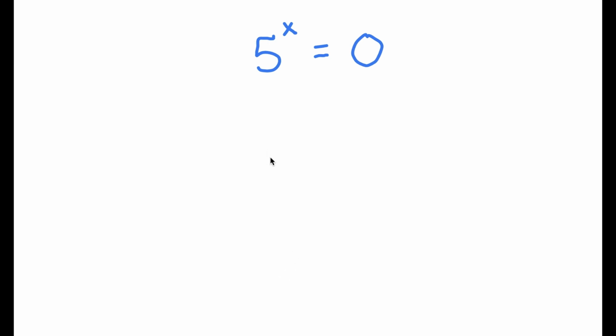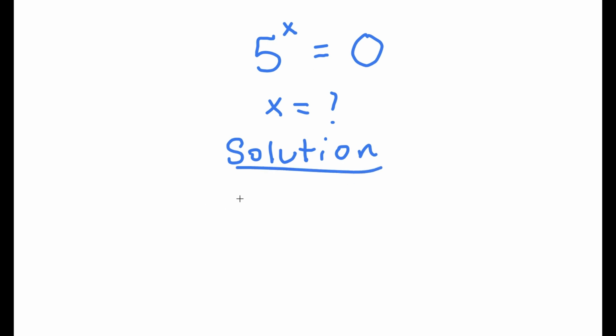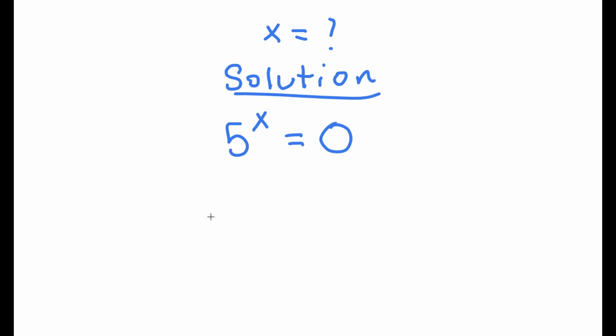Alright, so in this problem, I have 5 to the power of x is equal to 0. So I want to find the value of x here. So for my solution, I first start with 5 to the power of x is equal to 0. And now I'm going to take the log on both sides. So now I have log 5 to the power of x is equal to log 0.